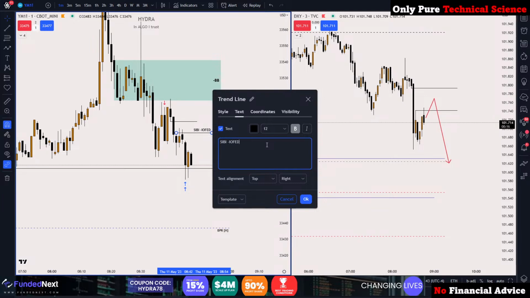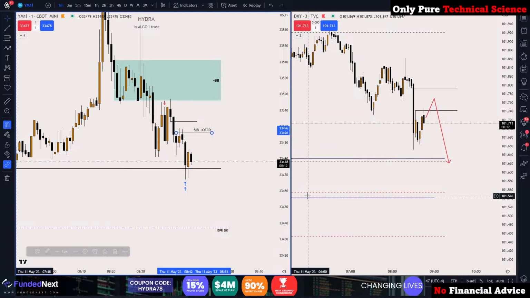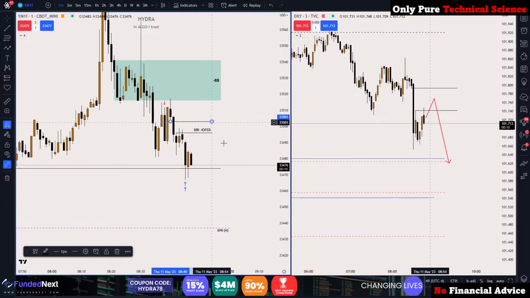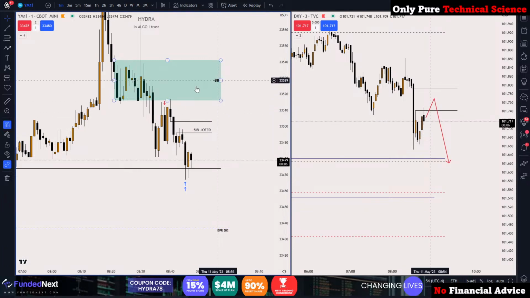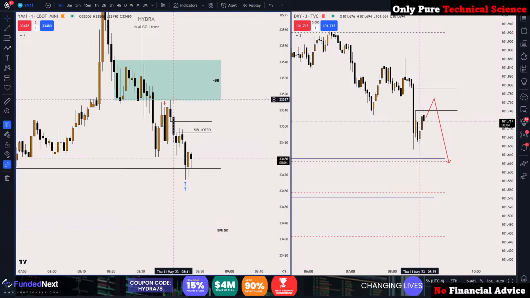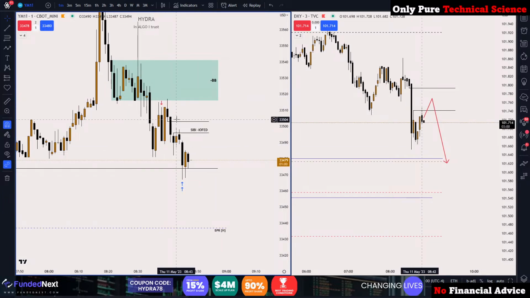So when price does that, you should know that's the IOFED, institutional order flow entry drill. I'm not expecting to see price coming up and going above this fair value gap and hitting this breaker block. If it does that, we are wrong. It will hunt buy side liquidity. So that's the reason I put my stop loss here.